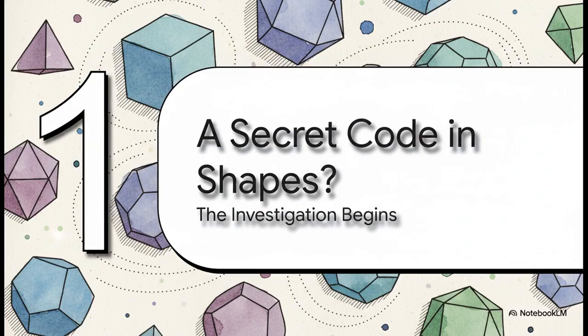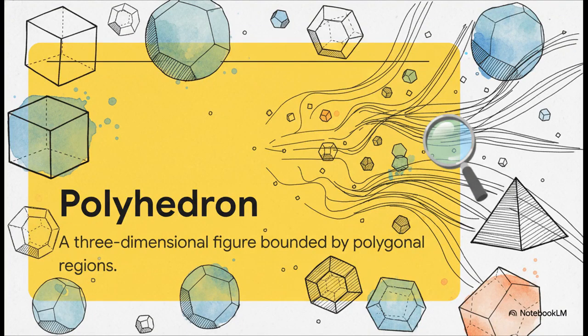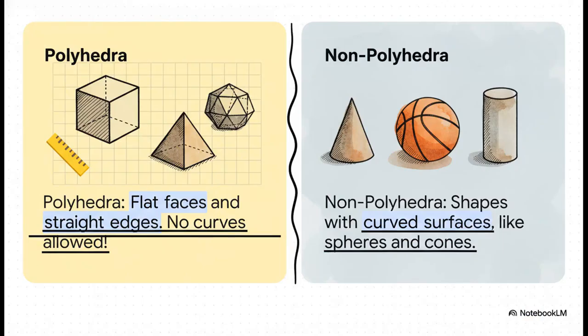All right, so to crack this thing, we need to know what we're looking for. We can't just throw any 3D object into the mix. Nope. We have to focus on a very specific, kind of special group of shapes. And that special group? They're called polyhedra. Yeah, it's a bit of a mouthful, but the idea is actually super simple. A polyhedron is just any 3D shape that's made up of totally flat surfaces, or faces. There's really only one major rule. Absolutely no curves allowed.